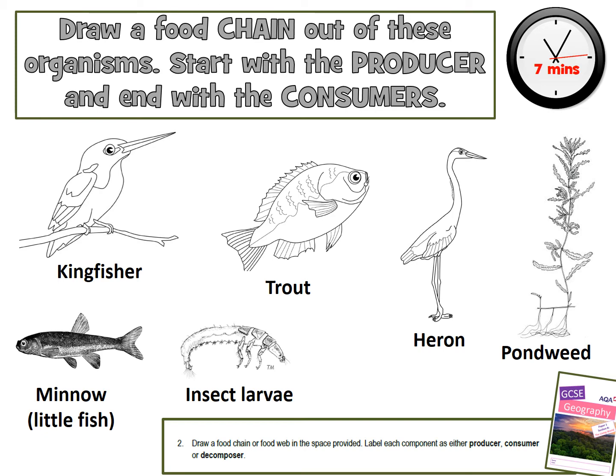You need to write the name of the particular creature, then you need to have a go at drawing it. Trust me, my drawing skills are terrible, so I'm not particularly bothered about how good your drawings are. And then you need to decide if each creature is a producer, a consumer, or a decomposer. So for instance, a pondweed doesn't eat anything to get its energy, it makes its own energy from the sunlight, so that is a producer.